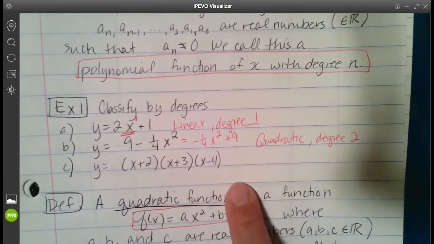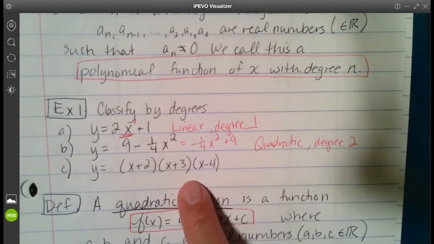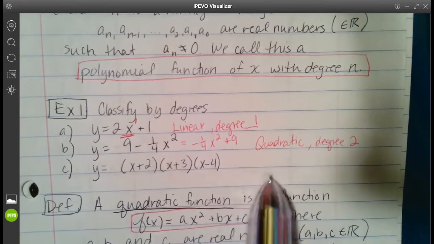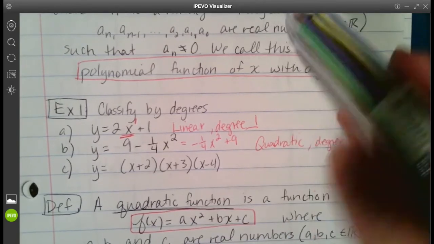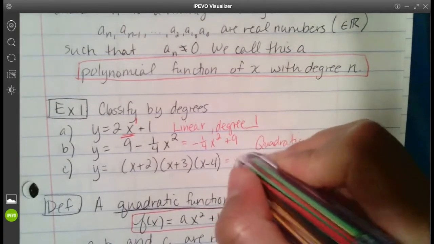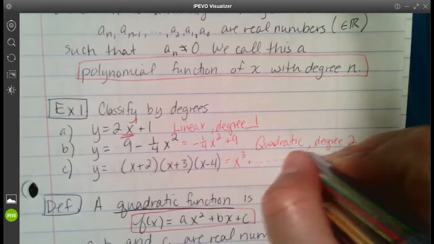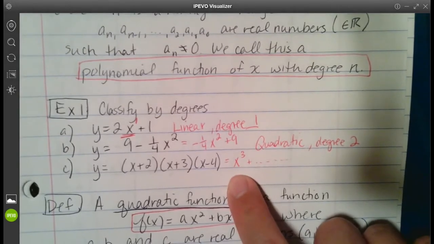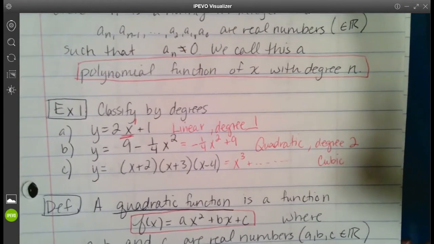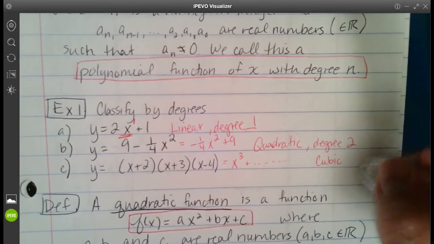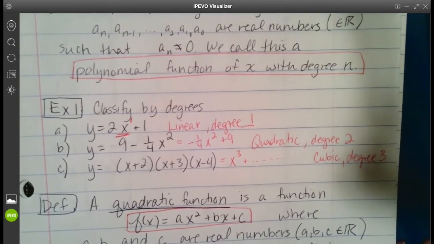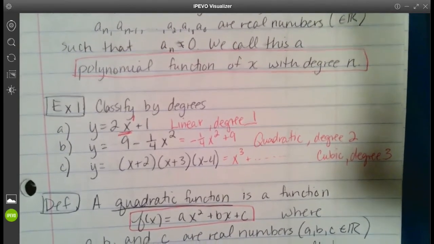Next one, we have letter C. This one has 3 parentheses, so I'm not actually going to multiply it out. I'm just going to explain that if we were to multiply this out to give us our form like the one we wrote up here, we would have 3 x's, or something like this, x cubed plus, and then so forth. So just with that x cubed, I know that this is going to be a cubic function. And with that 3, I know it's going to be a degree 3.